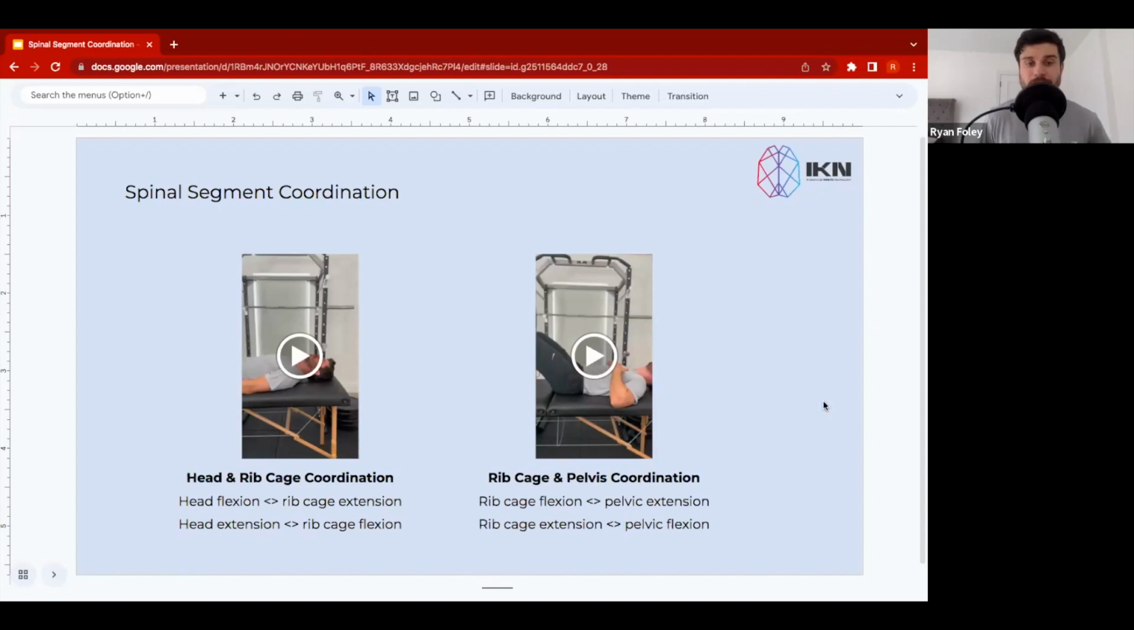Hey everyone, so in this video we're going to talk about spinal segmental coordination, and more specifically, the interaction or coordination between the three key bony segmental regions of the midline structure, and those are the head, the rib cage and the pelvis.